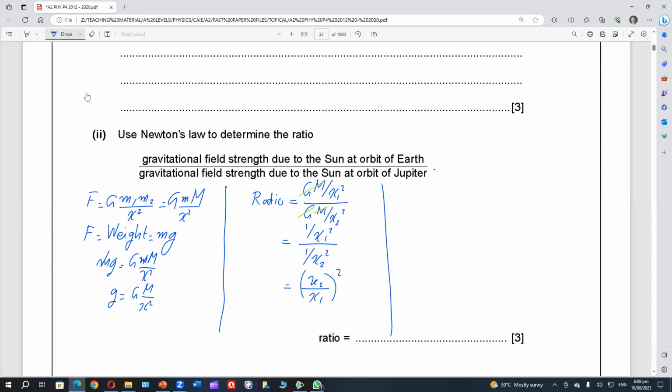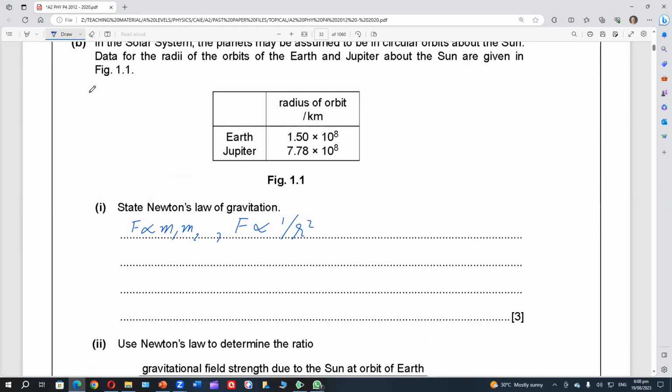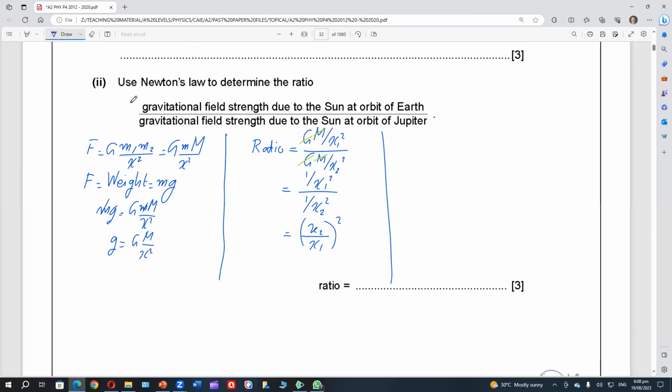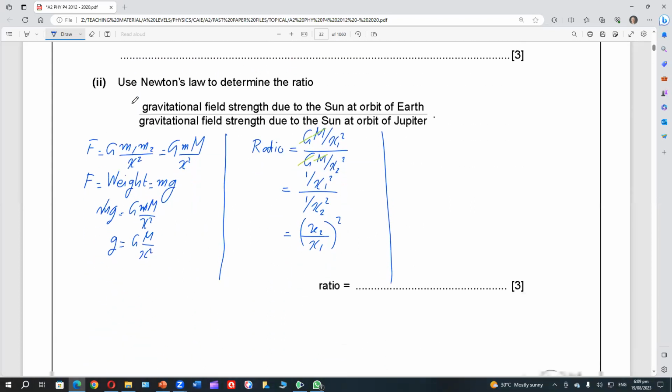Now I have to see the orbit. Earth orbit, and it's in kilometer. Earth orbit and Jupiter orbit. It's Earth upon Jupiter, but my ratio has reversed. So it will be Jupiter upon Earth. 7.78 into 10 power 8.